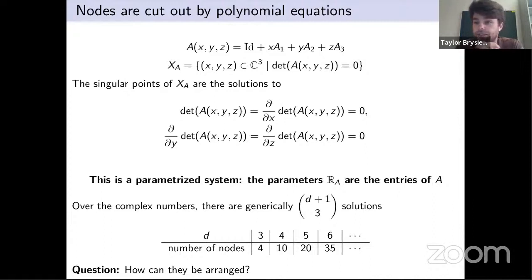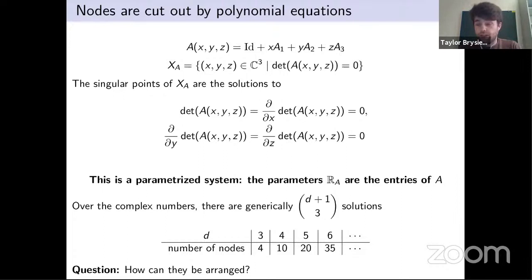And the thing that's going to be super, super important for the rest of the talk is that you think about this as a parameterized polynomial system. The data you're giving me are these matrices, A1, A2, and A3, and I'm spitting back out at you all of the singularities when I solve this system. It is a parameterized polynomial system where the data are triples of symmetric d by d matrices.